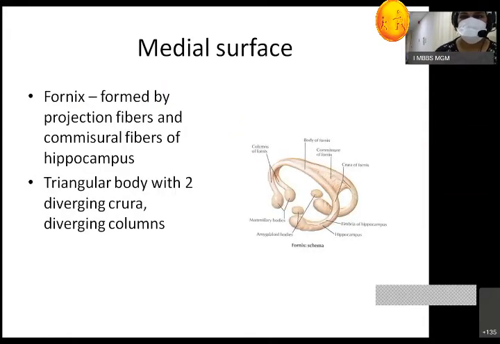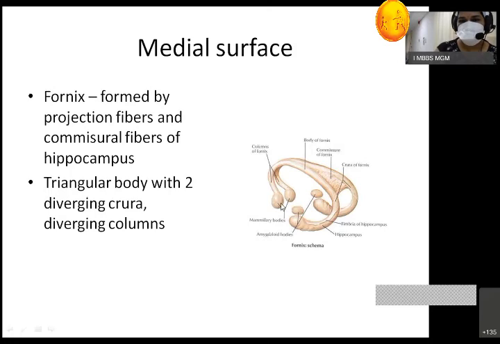So, what is fornix? Again, fornix is also white matter, but it is formed by the mixed fibers, that is projection fibers and commissural fibers of the hippocampus. Now, some of you might know that the hippocampus is related to short-term memory. Now, this is the diagram showing how the fornix is placed.